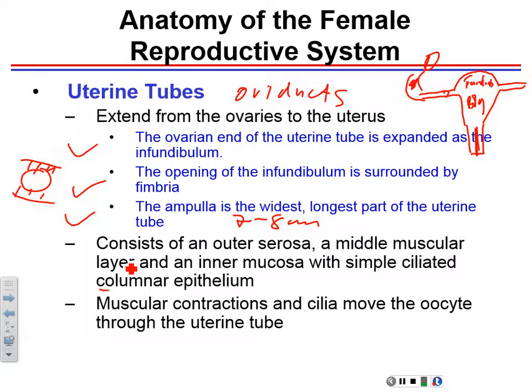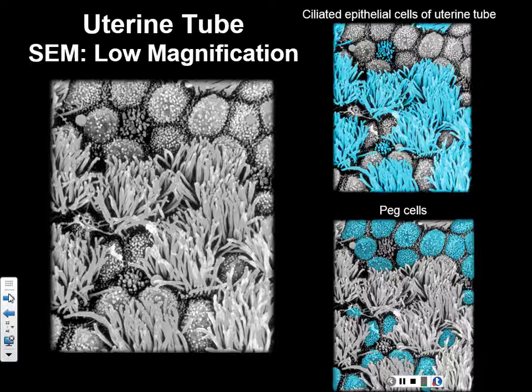So this is columnar ciliated epithelium right there in the uterine tube. So you gotta know these structures, and you gotta know the functions of these structures. So the muscular contractions, of course, and the cilia are the ones that move the egg along towards the uterus. Okay, so you gotta know each of these organs and be able to tell about the functions of them. Okay, so you've got this standard electron microscope picture here showing the cilia.